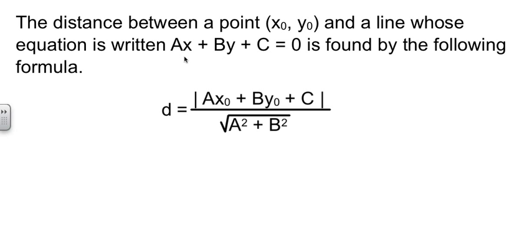If we have the equation written as ax plus by plus c equals 0, that's to get everything onto one side of the equation so that 0 is all that's left on the right, and we know the coordinates of the point in question, then the distance is the absolute value of, plug the point into the equation, put x0 in for x, put y0 in for y, over the square root of a squared plus b squared.